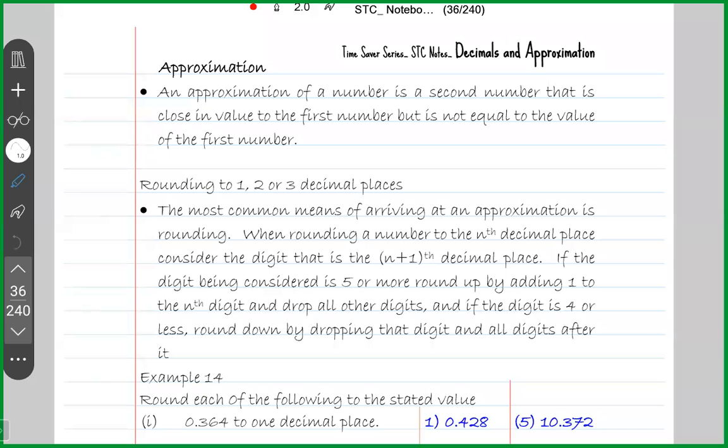All right, let's start looking at approximation. This says an approximation of a number is a second number that is close in value to the first number, but is not equal to the first number.